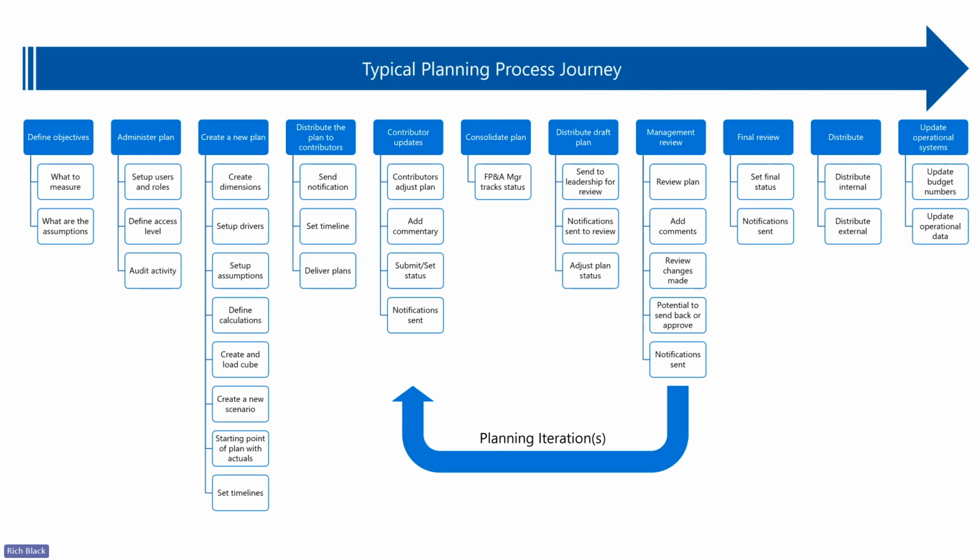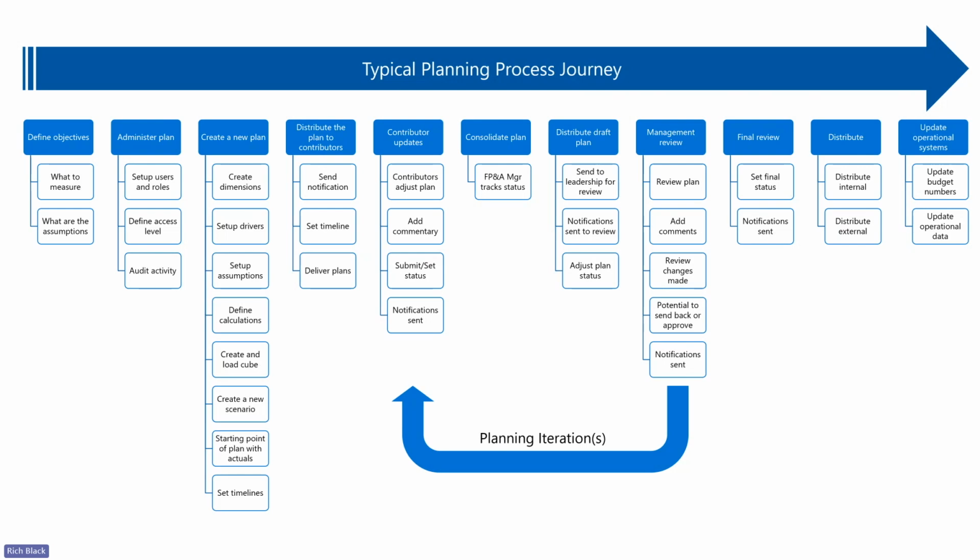So we start on the left with defining strategic and operational objectives, then administer the plan and create a new plan. Our administrator and power users configure the data, the BPP application, and publish this to Power BI. Then we can leverage Power Automate, Teams, and other Microsoft tools for automating distribution and notifications related to our plan.